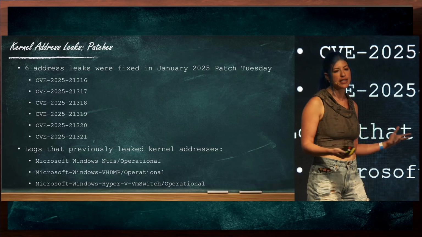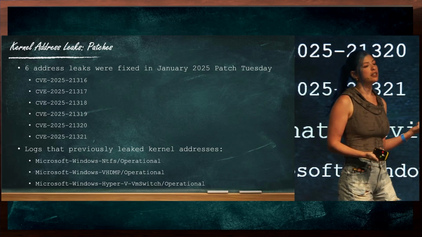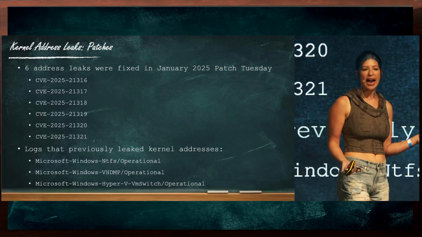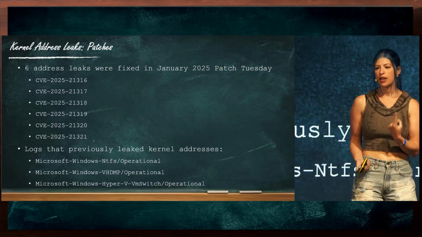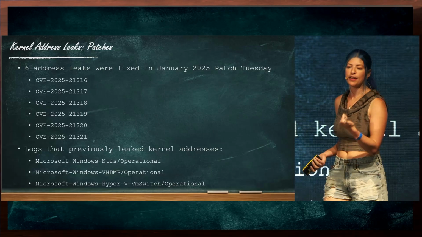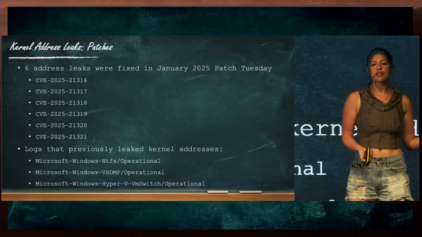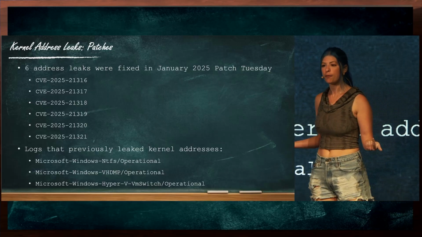There were just different events that leaked different pointers. Even though those were fixed, there's no guarantee other ones will not come back, because this is not one bug. This is multiple bugs. There were kernel pointers leaked in the NTFS channel, in a few of the hypervisor channels, and each one of those came from a different driver.